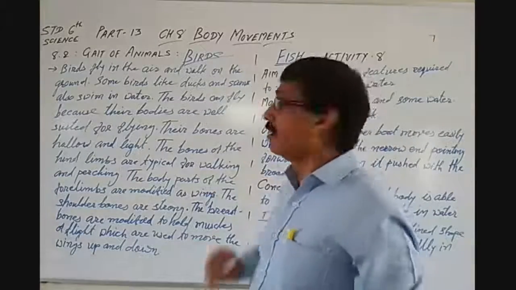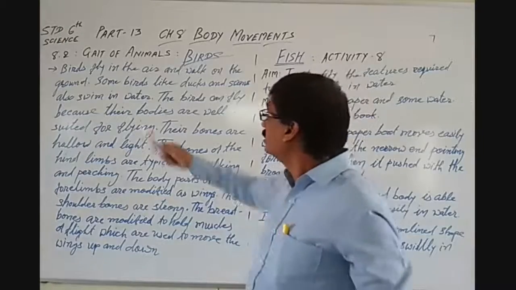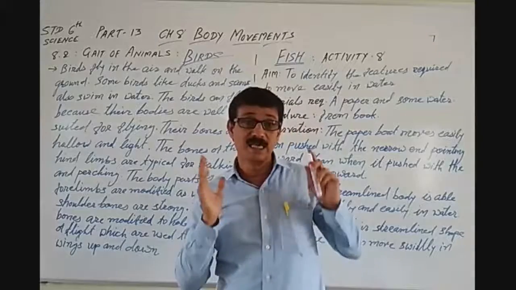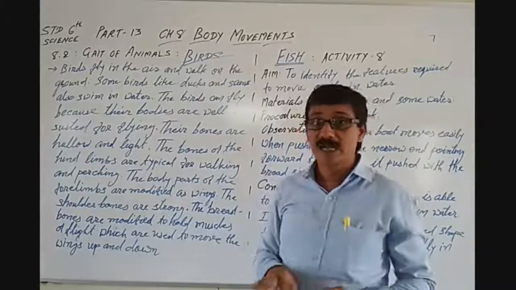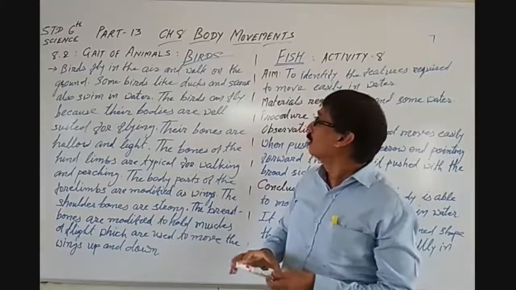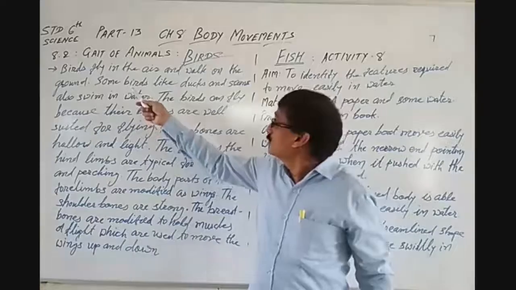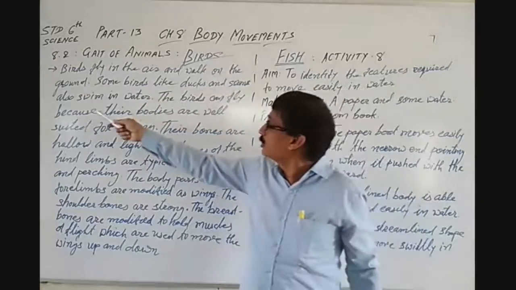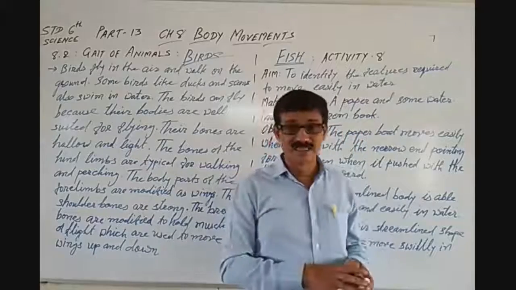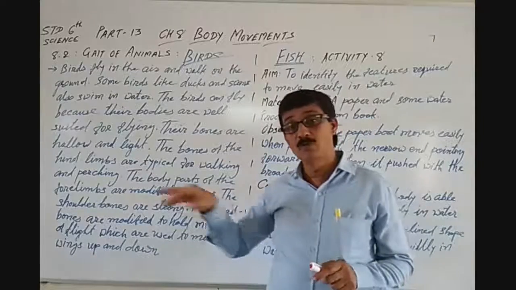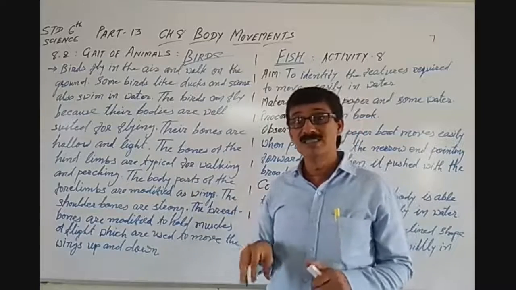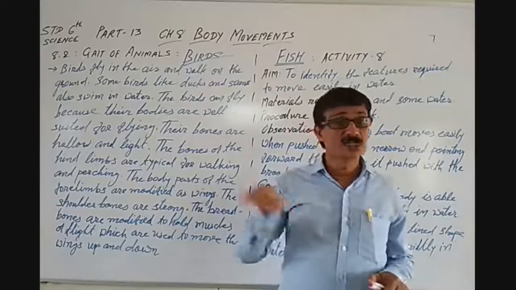So first of all, let's discuss about birds. See, birds fly in the air and walk on the ground. That we see, actually we have seen the birds. It can fly in the air. It can walk on the ground. Now some birds like ducks and swans also swim in the water. In fact, many birds are there which can swim on the water also, isn't it? So birds can walk, birds can fly, birds can swim also.